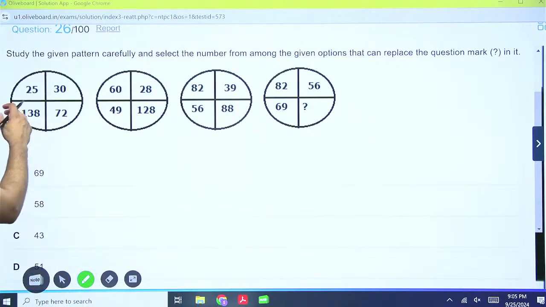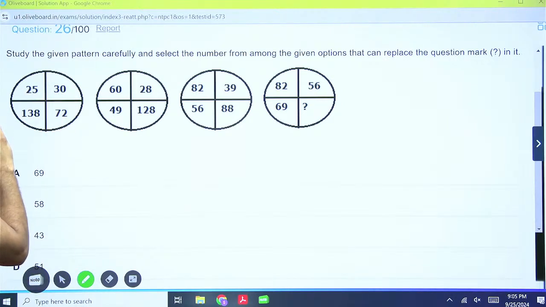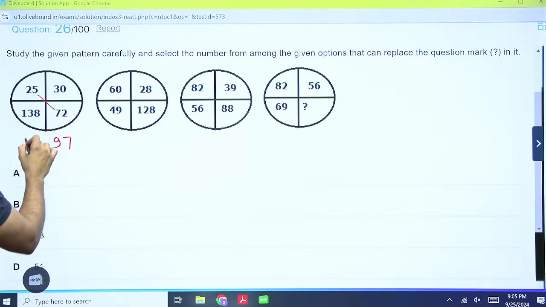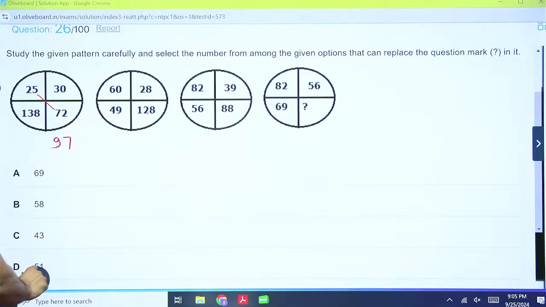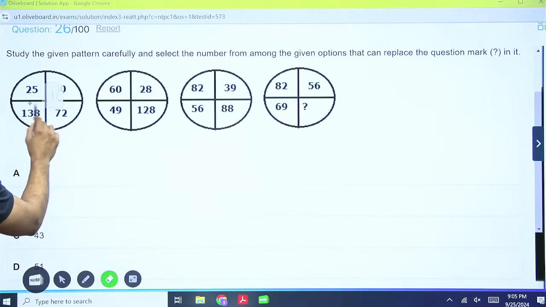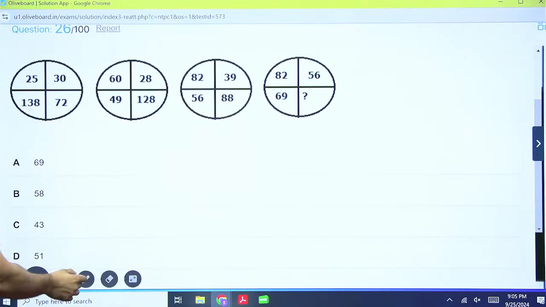Okay. 25, 30, 138, 72. What should be the logic behind this one? Can we add the diagonals? If we add this diagonal, we will get 97. And if we add the other diagonal, we will not get 97. So the logic behind 97 is wrong. Can we take the difference? No, we cannot take the difference of diagonals, because it will be more than this difference.